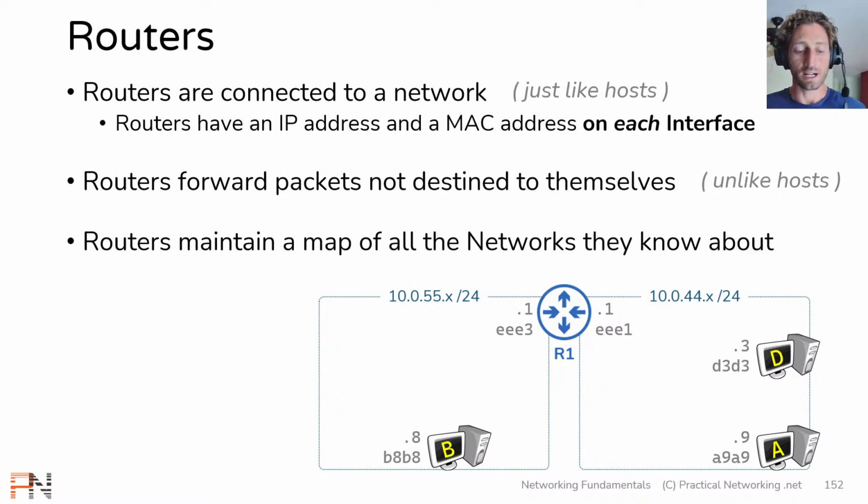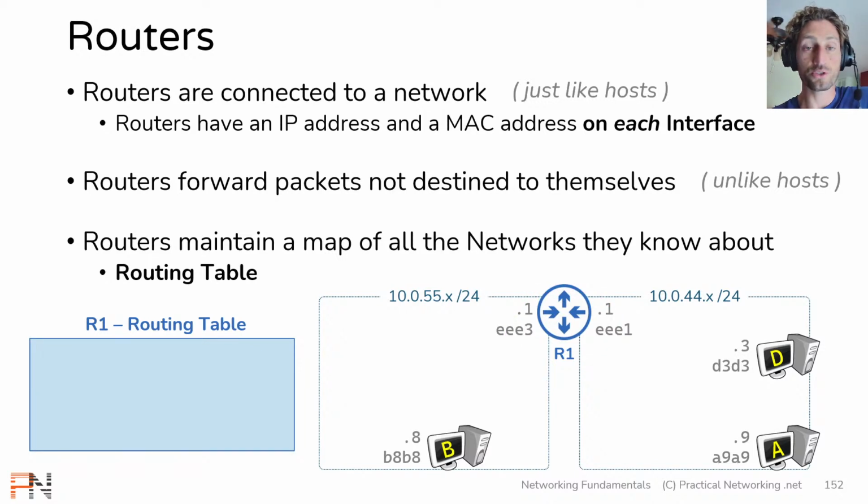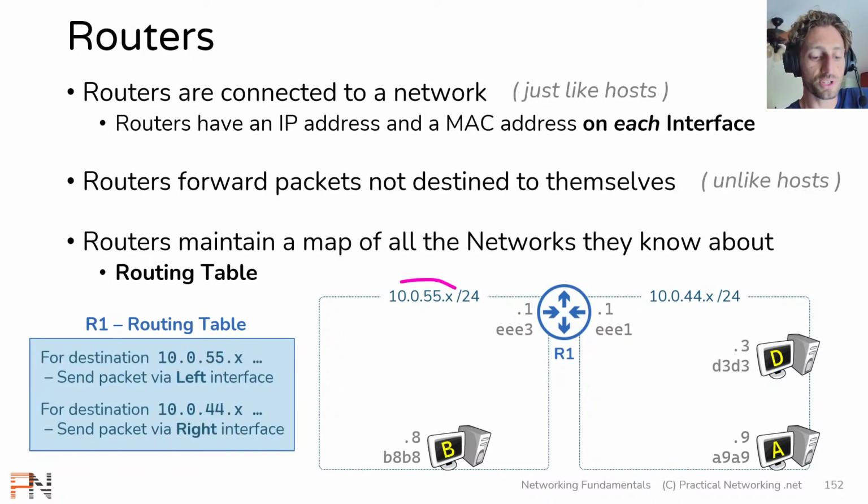Cool. Now, in order to do this forwarding of packets not destined to themselves, routers need to maintain a map of all the networks that they know about. That map is known as the routing table, and it contains information about every network that the router knows about. For this particular example, for R1, there's only going to be 2 entries in R1's routing table. One entry for the 10.0.55 network and another entry for the 10.0.44 network. The way it works is those entries are going to provide information to R1 about how to deliver packets.